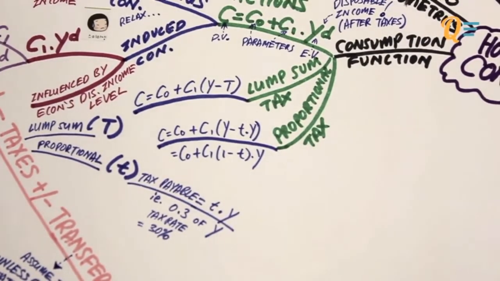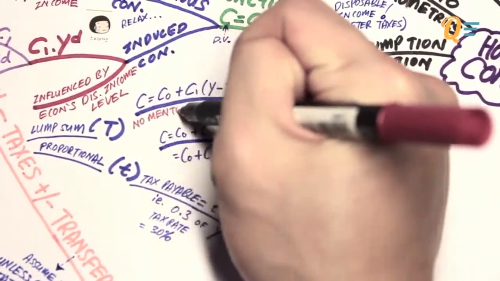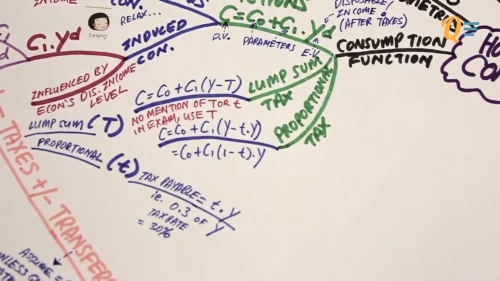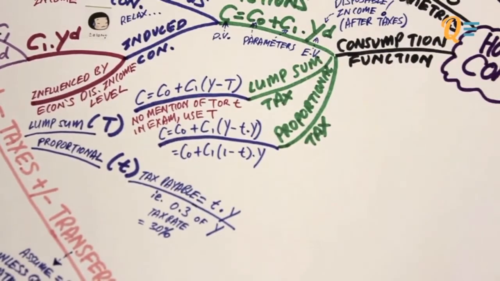Now, in the exam, if there's no mention of whether you should use lump sum tax or proportional tax, your default should always be your lump sum tax because this is the easier way out.